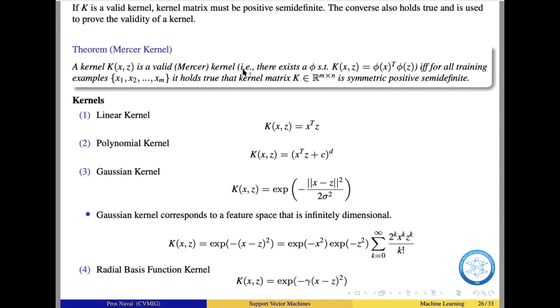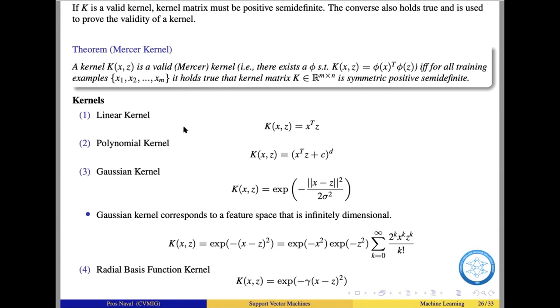So by imposing this condition of symmetric positive semi-definiteness, we are ensuring that the solution of our optimization problem is a globally optimal one. Now, let's take a look at some of the kernels that are being used by people. So we have the frequently used kernels, the popular ones.